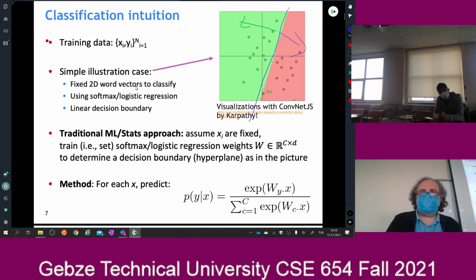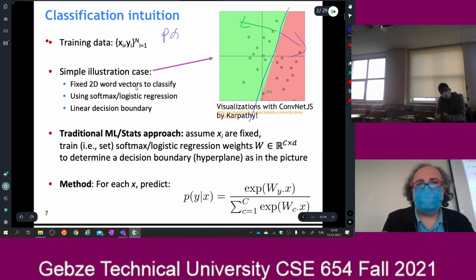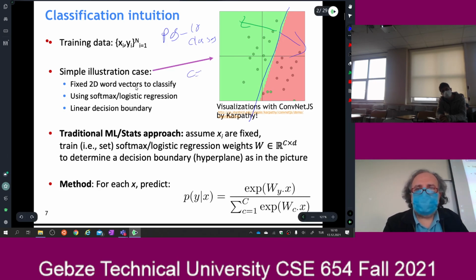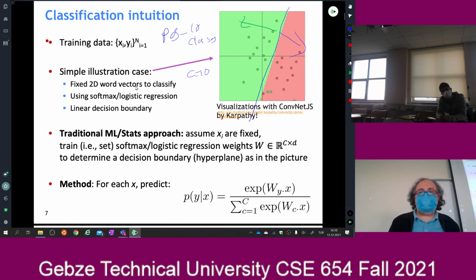Okay, let's say I am doing part of speech tagging. Then let's say I have 10 classes: verbs, nouns, adjectives, adverbs, and etc. Okay, so C is going to be 10. Given a 10 word sentence, I like to say the part of speech tag of the center word using this notation.